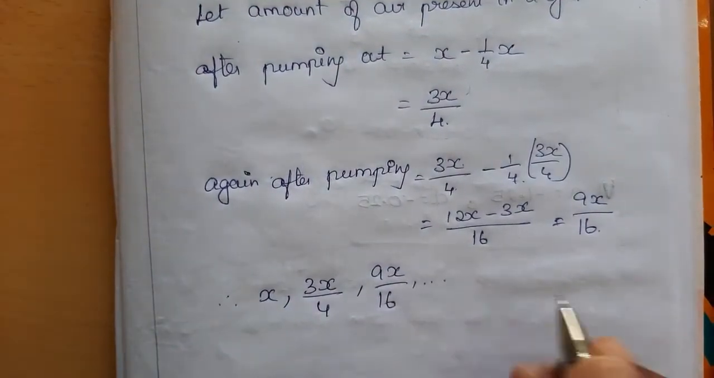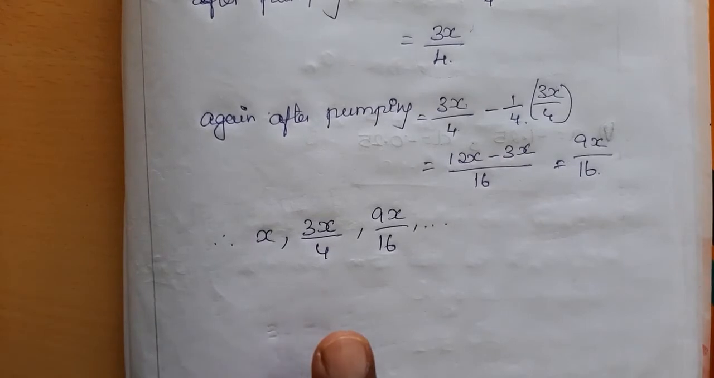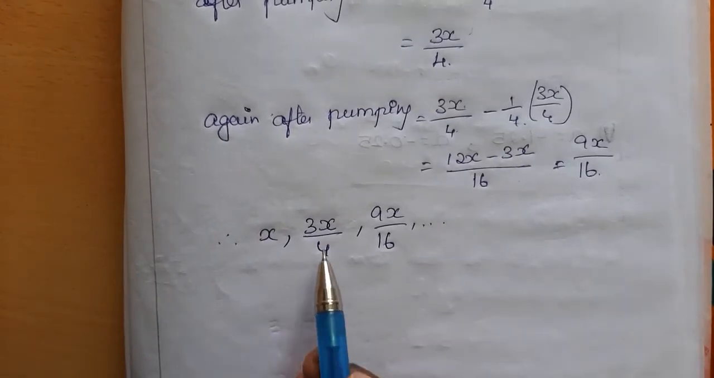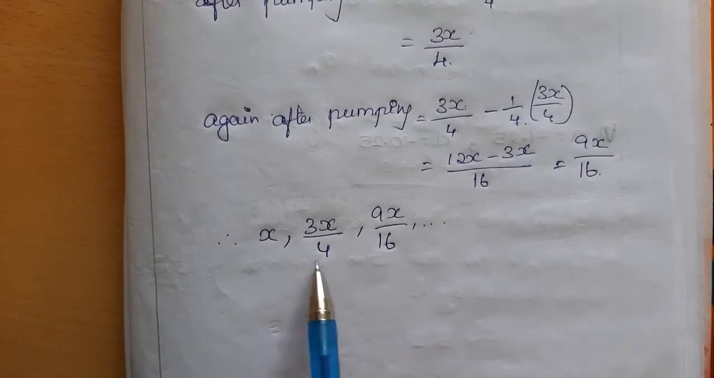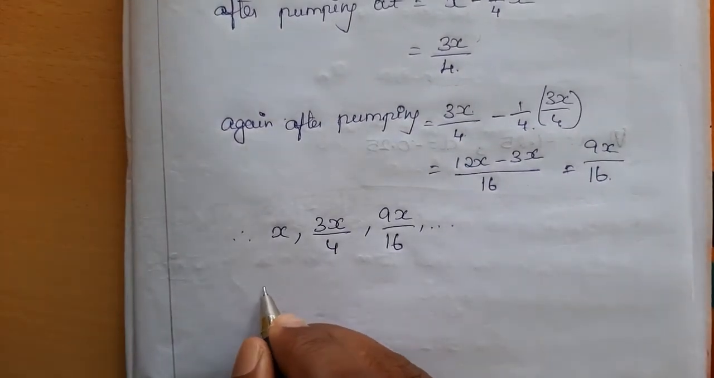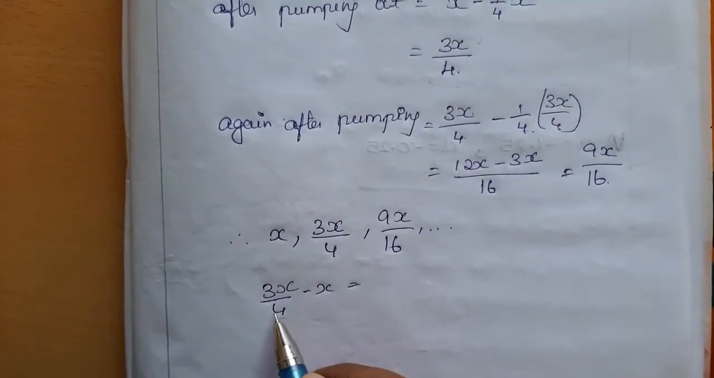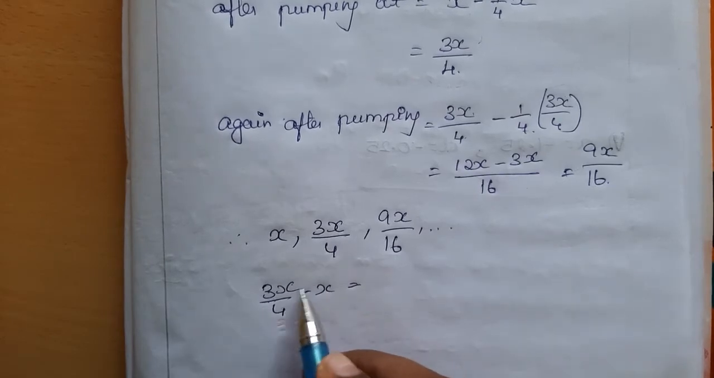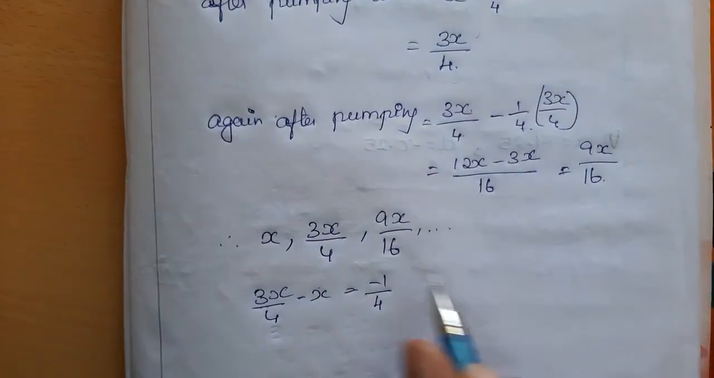It goes on. So whether this sequence is an arithmetic progression or not. If it is an arithmetic progression, the difference should be the same, right? Do you think this difference is the same? Okay, we'll check. Just subtract from the preceding term. First 3x by 4 minus x. Here it will go 4, 3 minus 4 is minus 1 by 4, which is the difference of the first two.